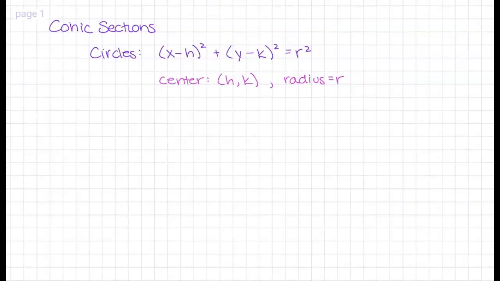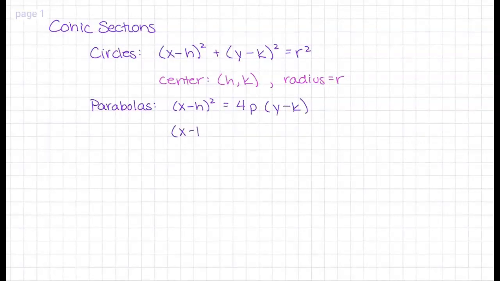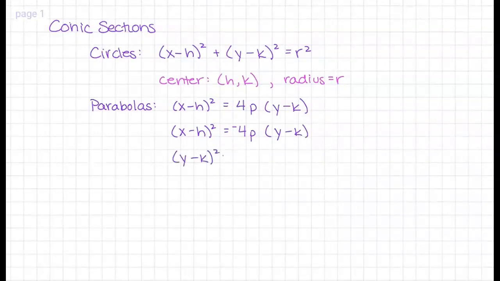Now, then we did parabolas. And parabolas, we actually had 4 different forms. It just depended on which way the parabola opened. So we had (x - h)^2 = 4p(y - k), and then (x - h)^2 = -4p(y - k), and then (y - k)^2 = 4p(x - h), and then (y - k)^2 = -4p(x - h).